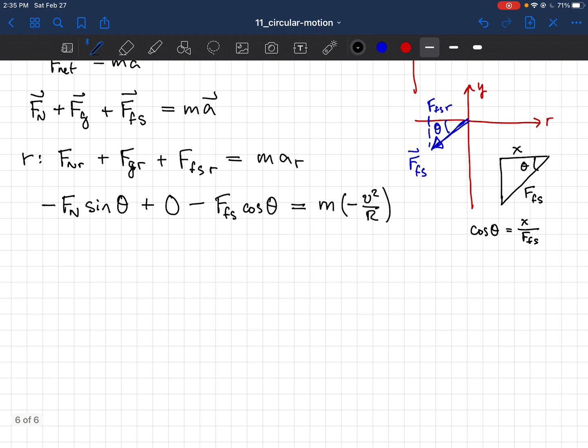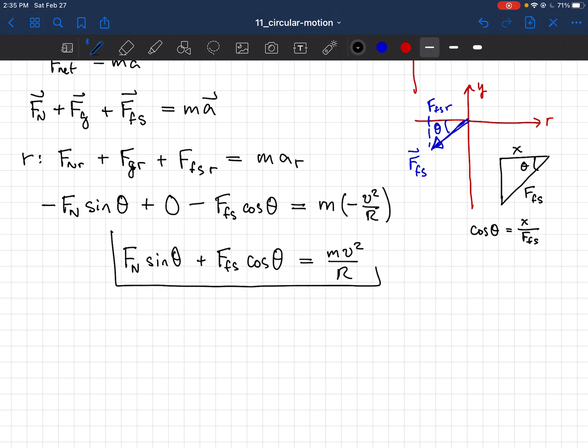So let's just clean up that equation before we go on. Well, each has a negative sign, so I can multiply through by -1, and I get Fn sine of theta plus F friction static cosine of theta is equal to mv squared over r. And there's my boxed equation.